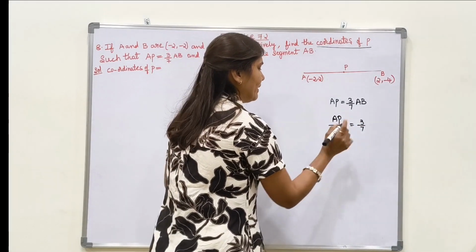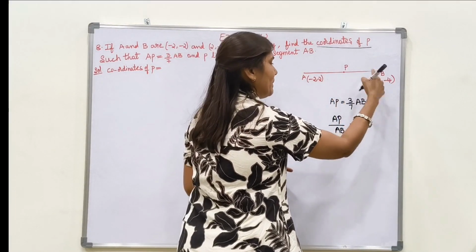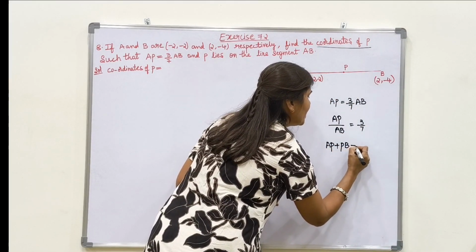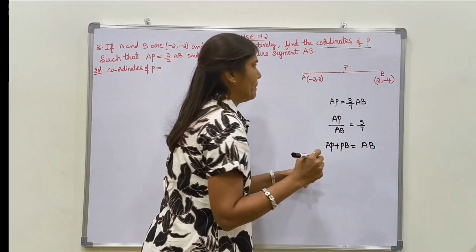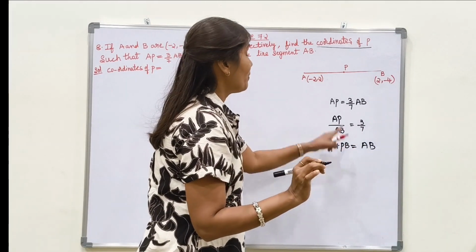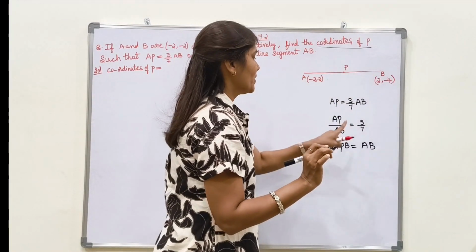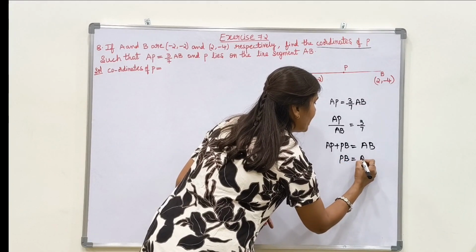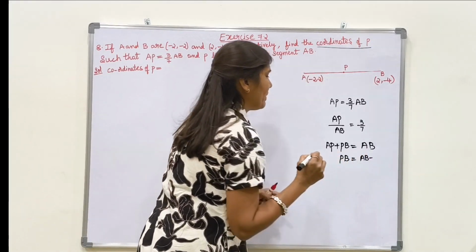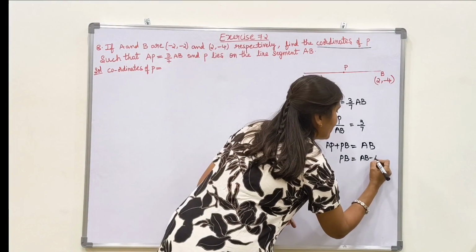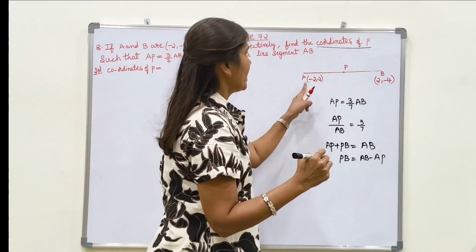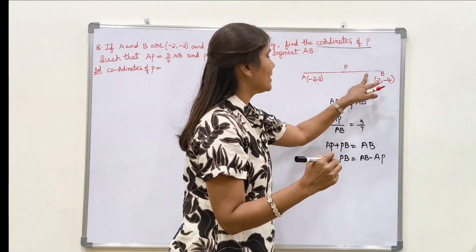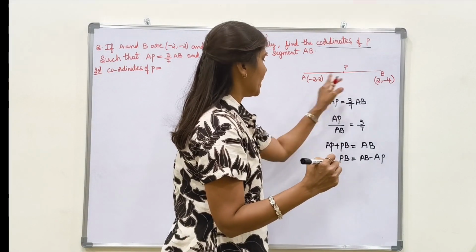Now here I am writing AP plus PB. See, AP plus PB is equal to what? AB. AP plus PB is equal to AB. This 3 we know, but this one we don't know. So now I am writing PB is equal to AB minus AP. Try to understand. AP plus PB is equal to the full AB. Now we want this PB. PB is equal to AB minus AP.